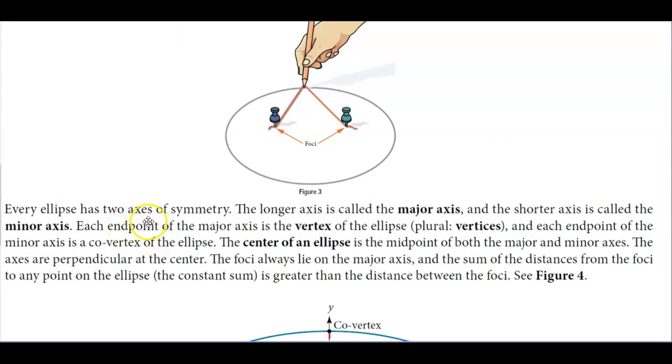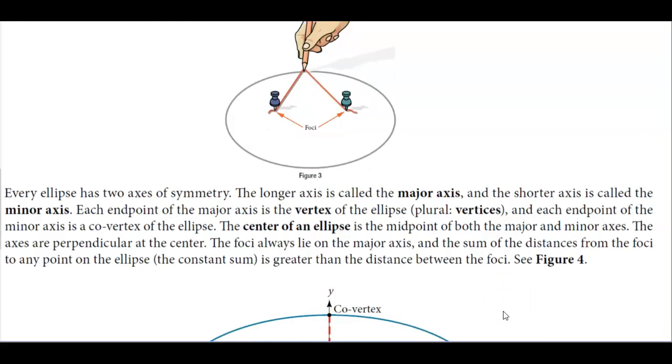Now, every ellipse has two axes of symmetry. The longer axis is called the major axis, and the shorter axis is called the minor axis. Each endpoint of the major axis is the vertex of the ellipse. Plural word for that is vertices. And each endpoint of the minor axis is a covertex of the ellipse. The center of an ellipse is the midpoint of both the major and minor axes. The axes are perpendicular at the center.